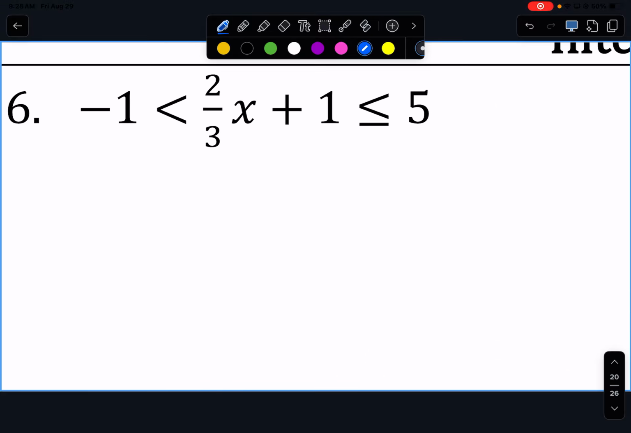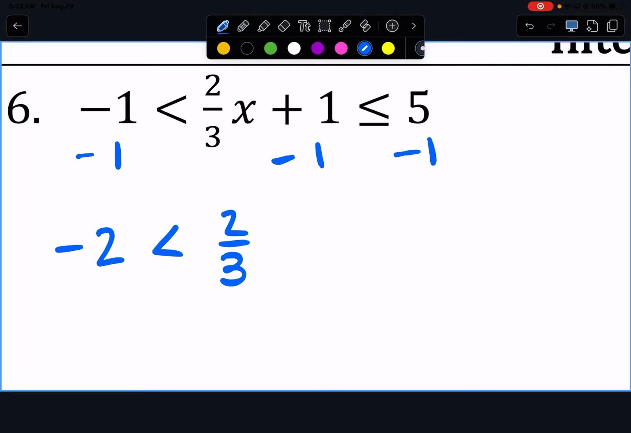Even though that fraction's there, we still have to move the +1 first. So what do I do to solve this? -1. So -1 minus 1 is -2, is less than 2/3x, is less than or equal to 4. Now, how do I get rid of a fraction? Times by 3. That gets rid of just the denominator, but I want to go ahead and get rid of the whole thing. So it is multiplying by the reciprocal.